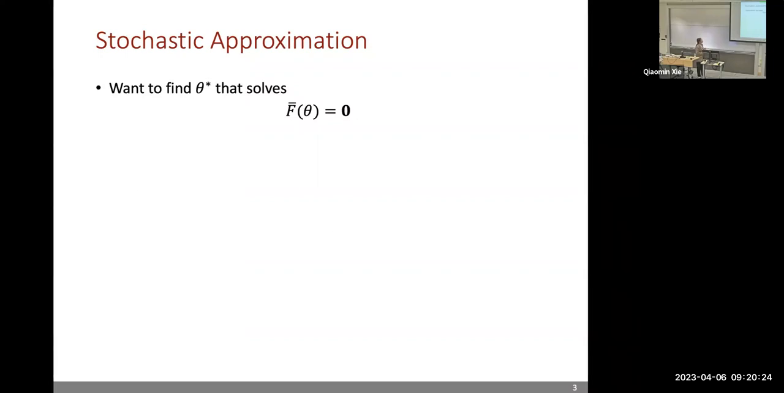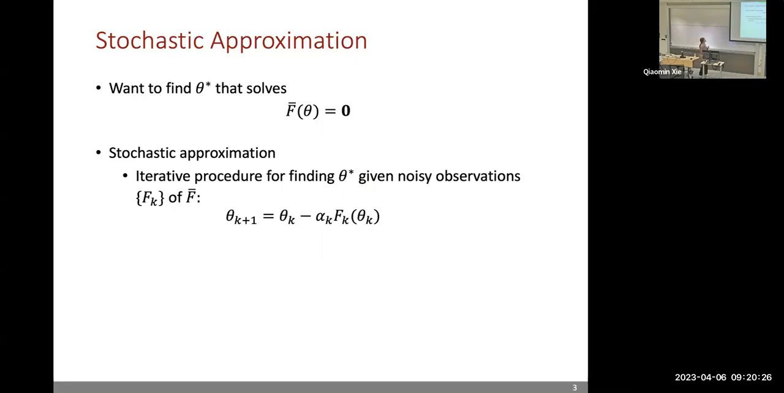Okay. And so here, in many cases, we may not be able to know the exact f bar function, but we may have access to a sequence of noisy observations of the function f bar. So then stochastic approximation basically is just an iterative method that helps us to approximately find the solution theta star based on the noisy observations.